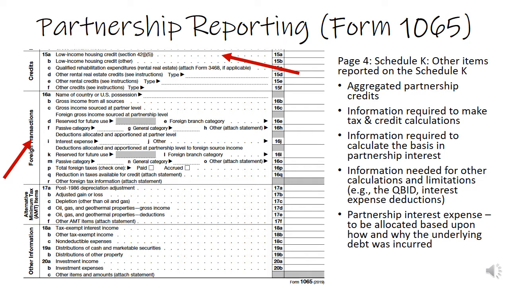Now, interest expense is subject to some limitations, generally based upon how and why the underlying debt was incurred. For example, business interest has a limitation. That limitation is outside the course and scope of this class, but it is important to know that any of the business interest exclusion that you don't use in one year can be carried over to the next.